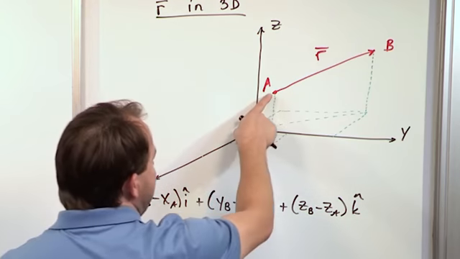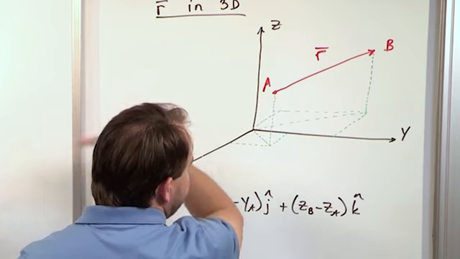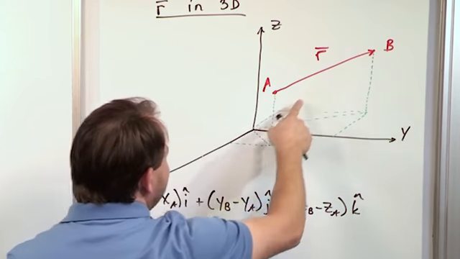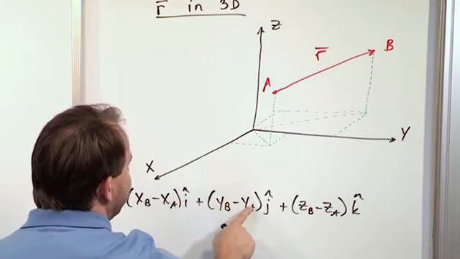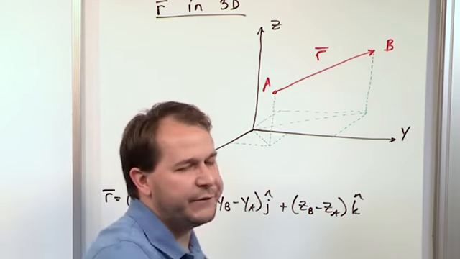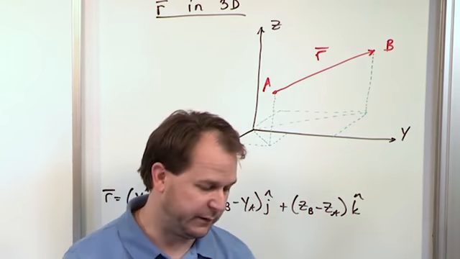So again, if A happens to be at the origin, like we've been drawing all up until now, so the vector points here, then all of the A points would just be 0, and you're just subtracting 0, and so it's the same as we've been doing before.